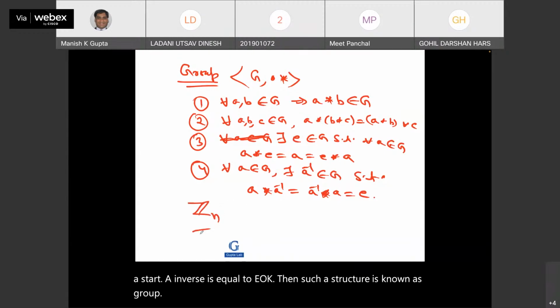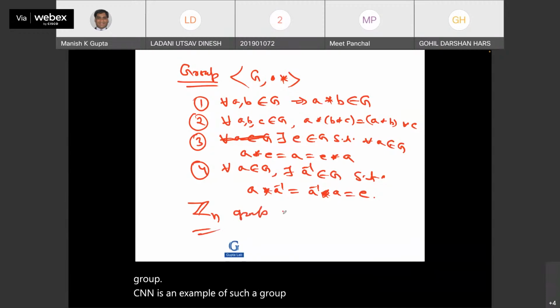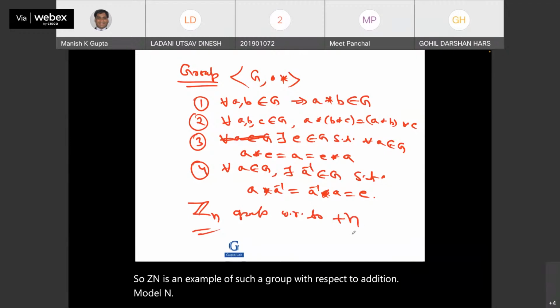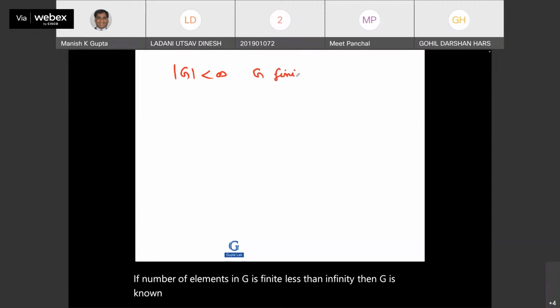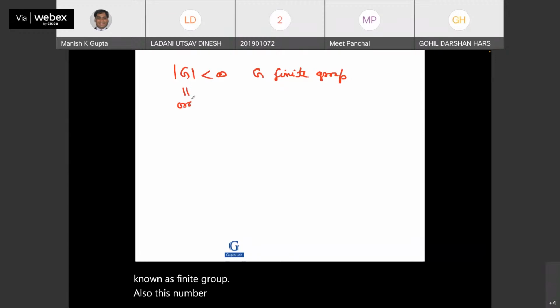So Zn is an example of such a group with respect to addition modulo n, right? Now there are certain other results. If the number of elements in G is finite, less than infinity, then G is known as a finite group, and this number of elements is known as the order of G.